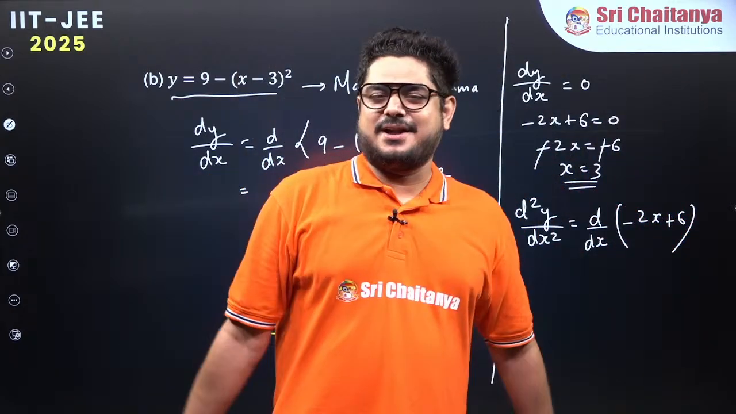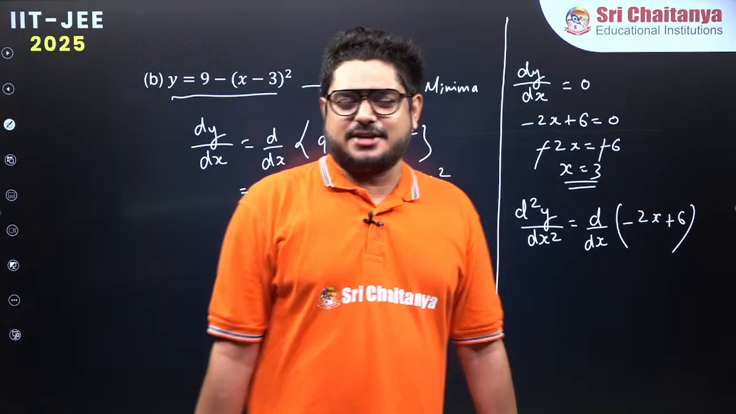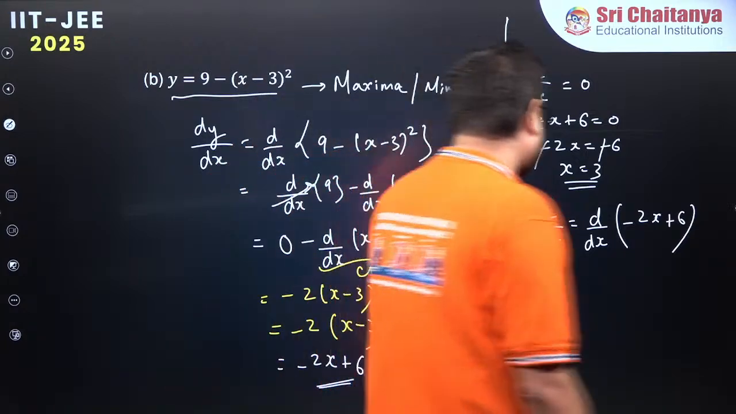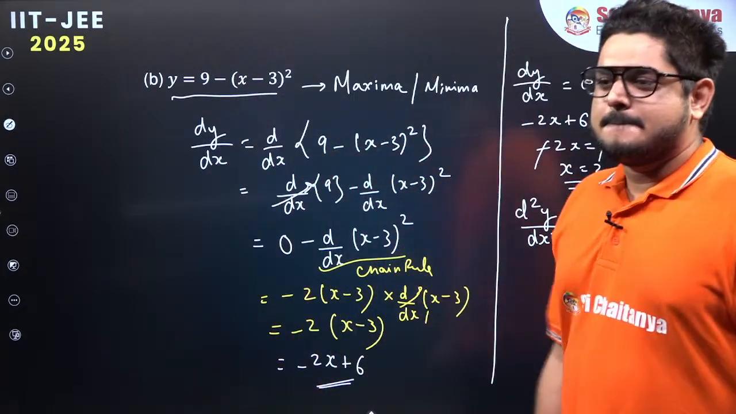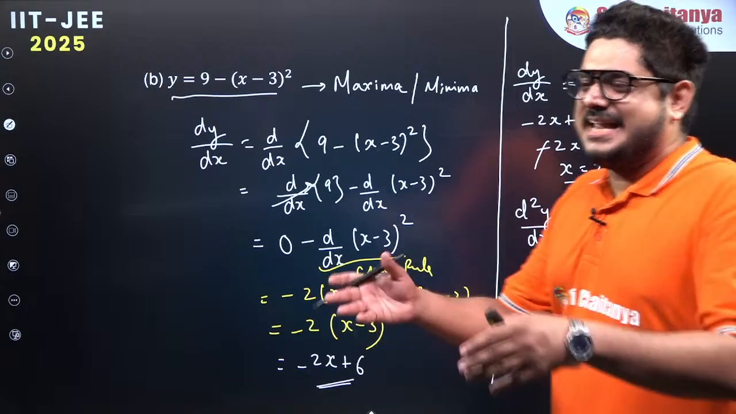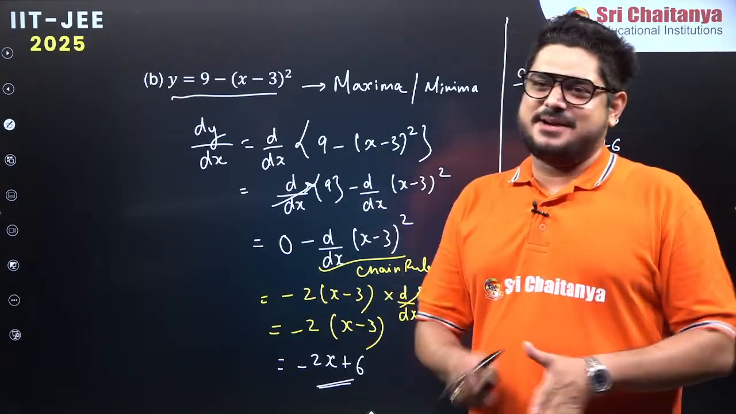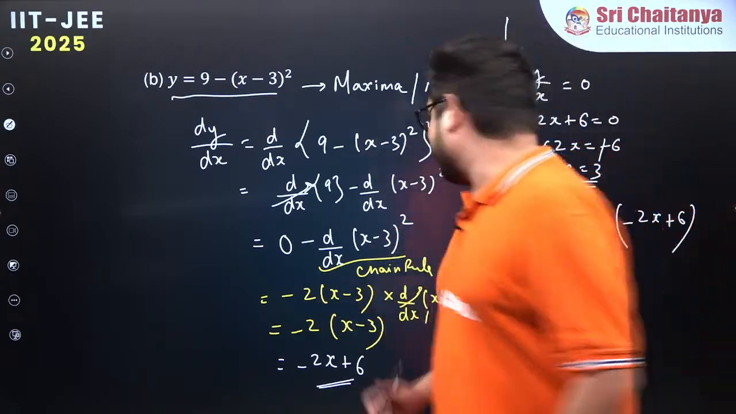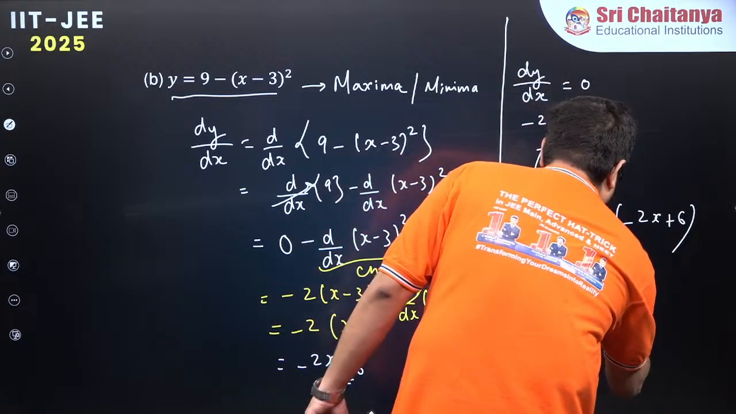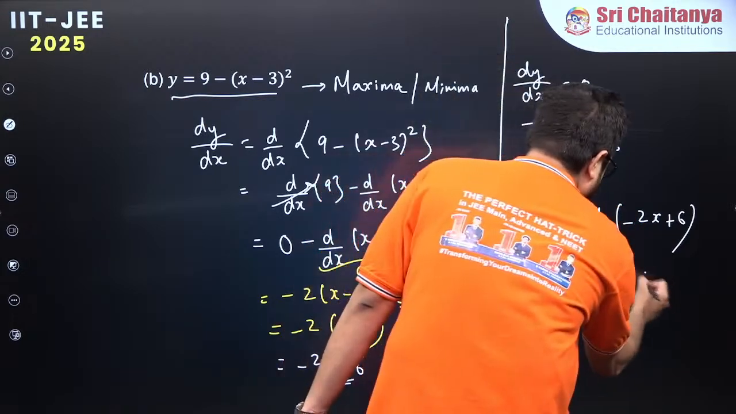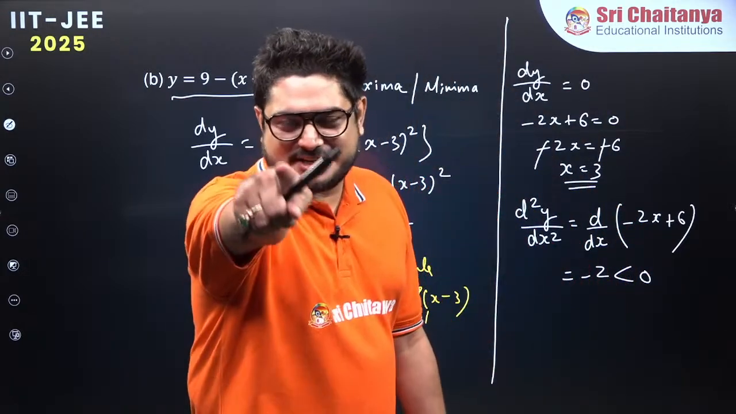What's the answer, everyone? d by dx of minus of 2x plus 6. What will I be getting? Write down the answer. Okay, fine. Maxima, maxima, maxima, they are saying that's correct itself. But you will be getting this as -2. -2 is less than 0. Then what did I mention as the condition over here?